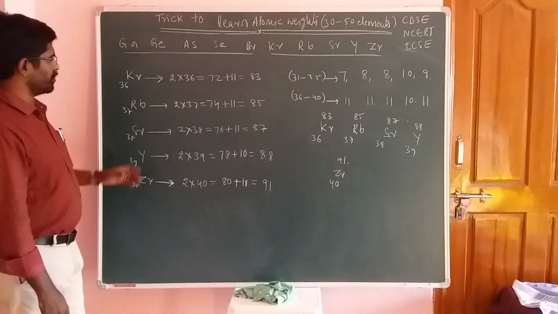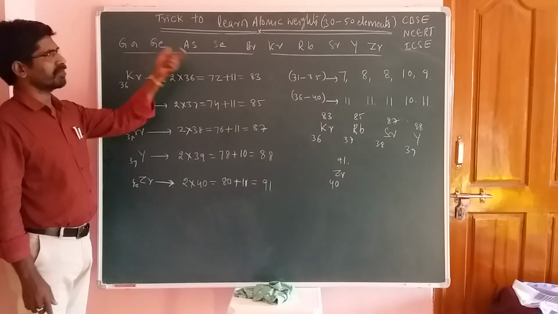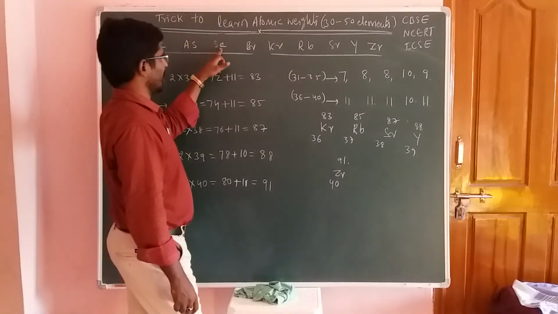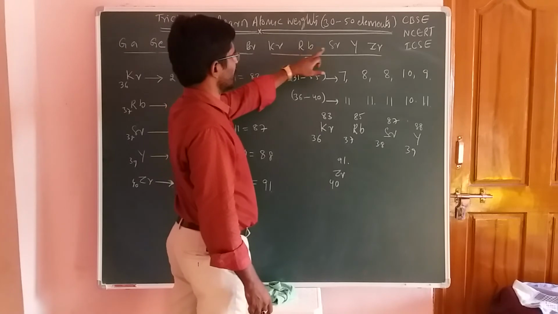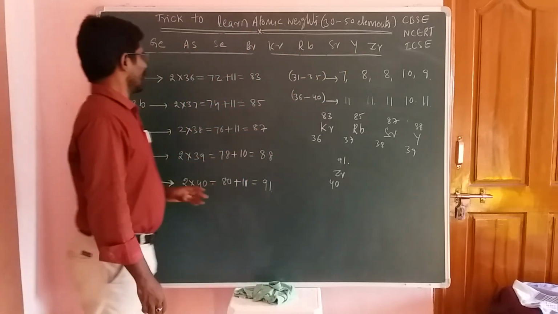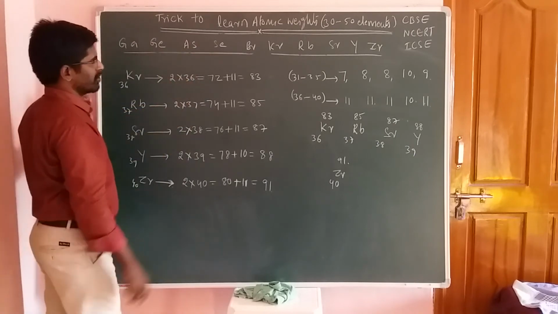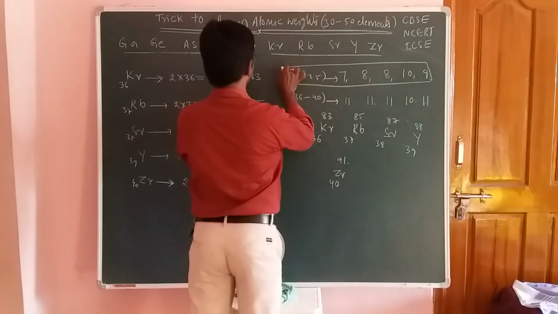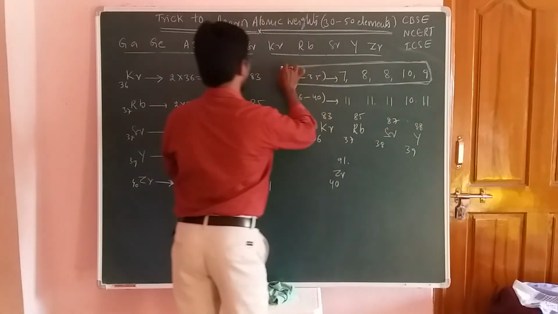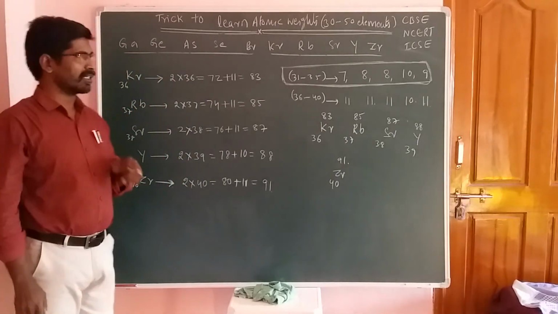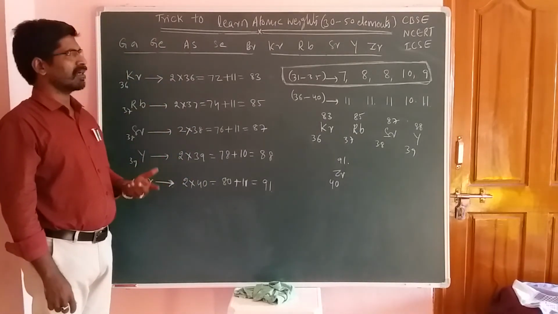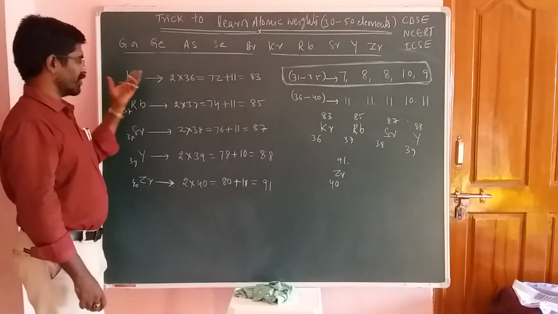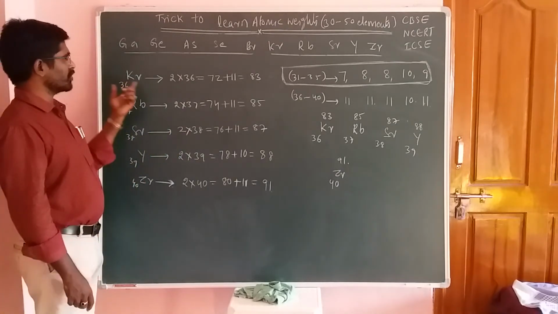Now once again students, this is the second part of this group: gallium, germanium, arsenic, selenium, bromine, krypton, rubidium, strontium, yttrium, zirconium. Here I have completed the first one. For the first 5 elements you should add this trick. You should take the atomic number, multiply it by 2, and add 7, 8, 8, 10 and 9.